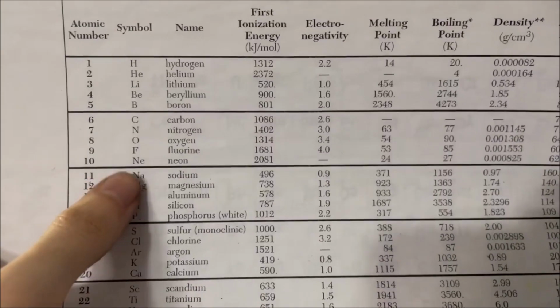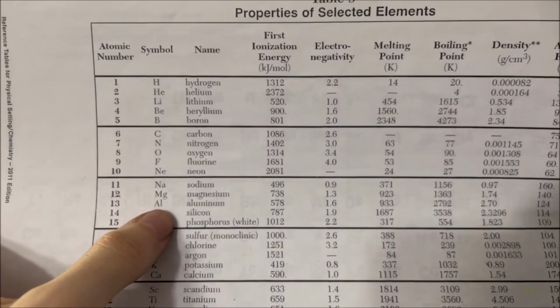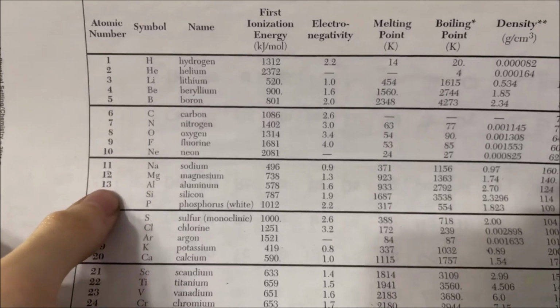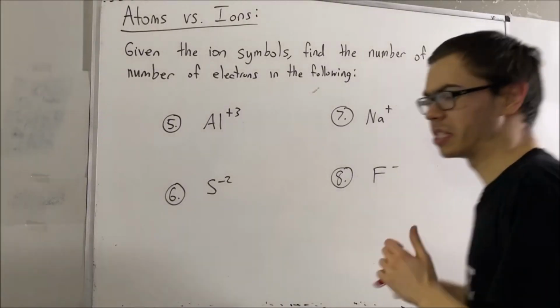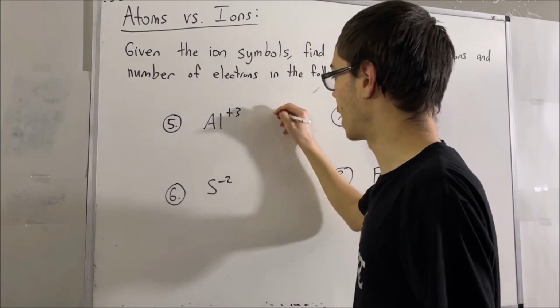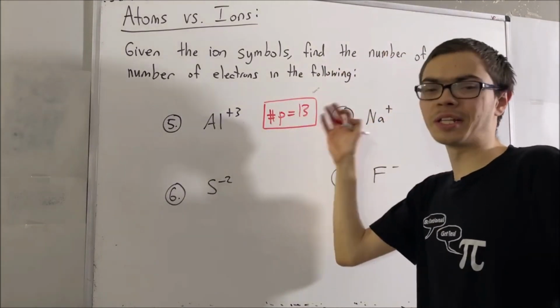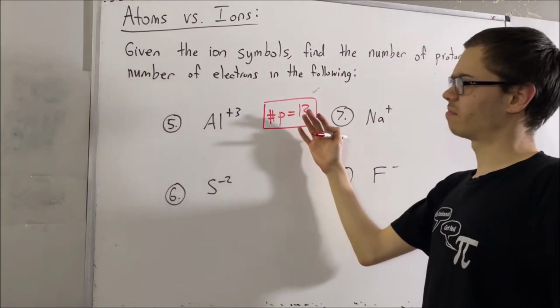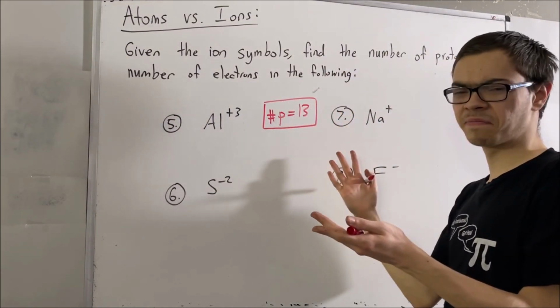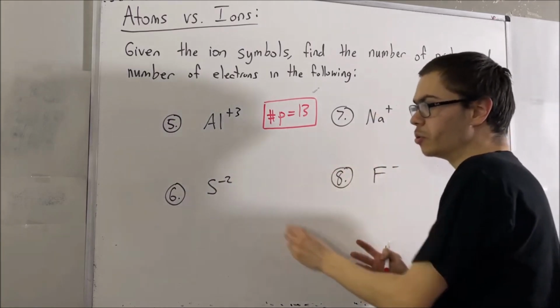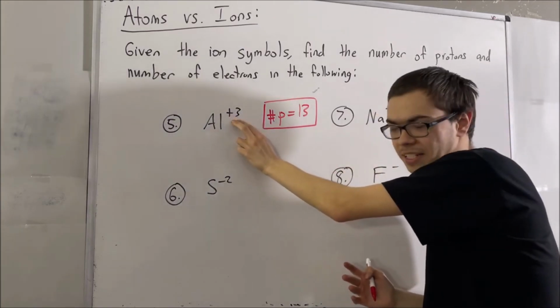So going to table S, we see that Al is right there. The atomic number is 13. And because the atomic number is 13, that means we have 13 protons. Next, we need the number of electrons. How do we get the number of electrons? Well, we can use the charge to do that.